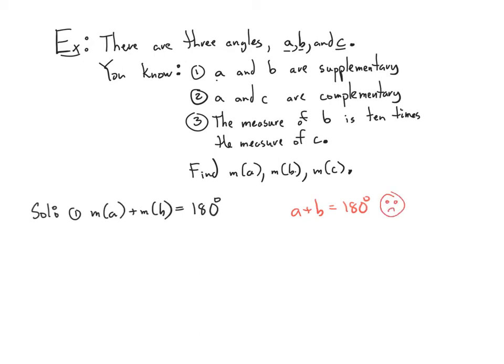Okay. So we know the measure of A plus the measure of B is 180. We know the measure of A plus the measure of C is 90 degrees, since those angles are complementary. And we know the measure of B equals 10 times the measure of C.